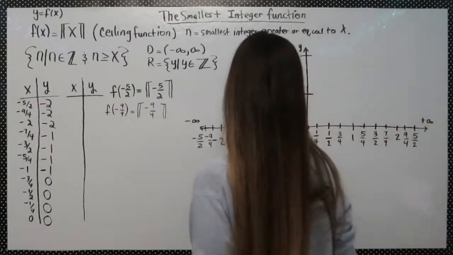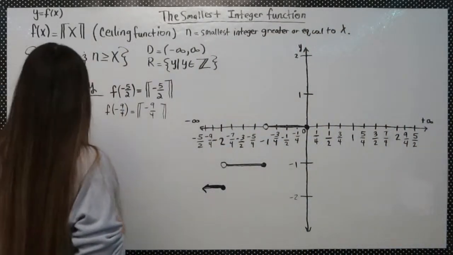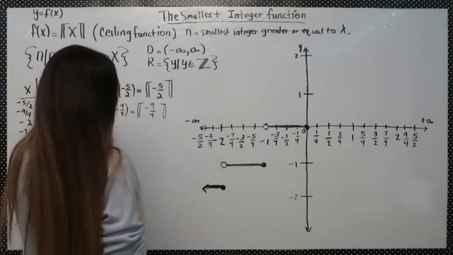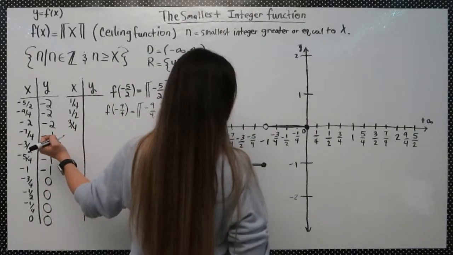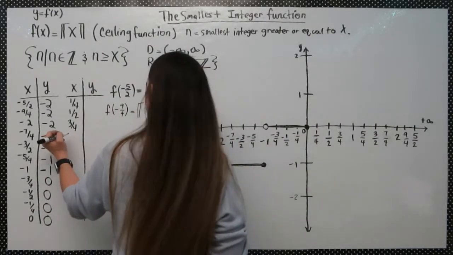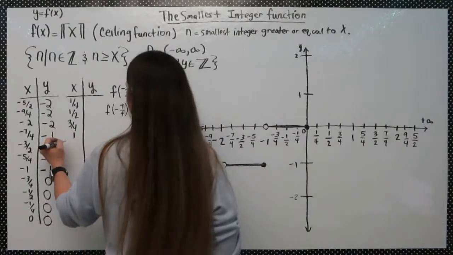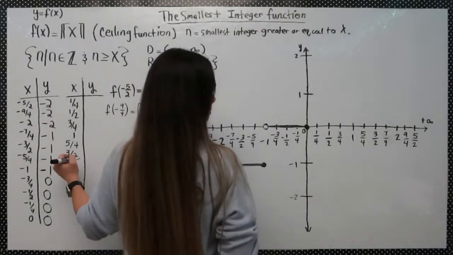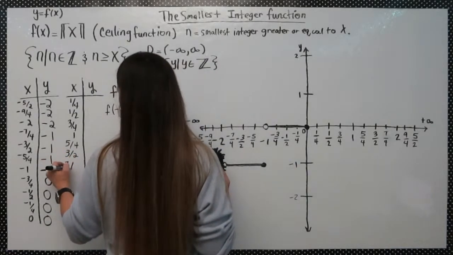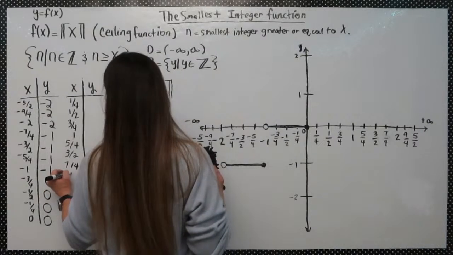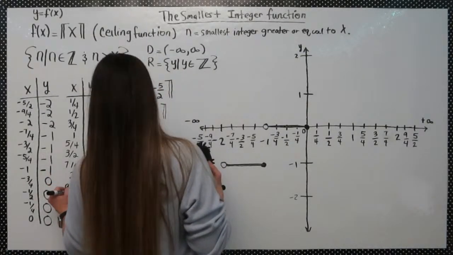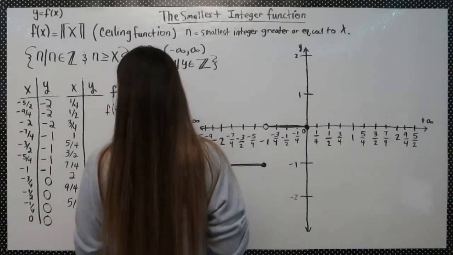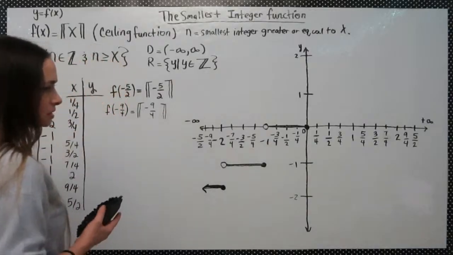And so we'll have to do the positive ones now. So we're going to list all the positive ones: 1/4, 1/2, 3/4, and I'll have to try to move out of the way, 1, 5/4, 3/2, 7/4, 2, 9/4, and 5/2. And that should produce a symmetrical graph of this step function.